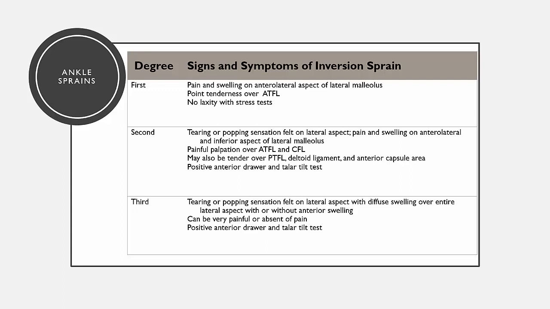Signs and symptoms typically include severe pain, swelling, hemarthrosis, and discoloration, and the patient is most likely unable to bear weight at all on this extremity.